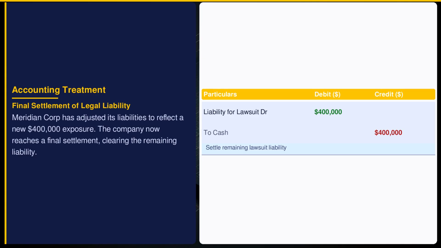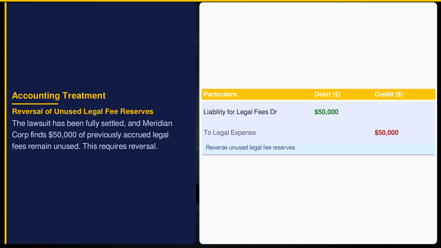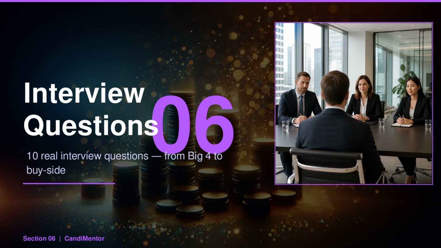this legal journey. Upon concluding the legal proceedings, Meridian Corporation recognizes $50,000 of the legal fee reserve as unneeded. ASC 450 guides the reversal, reducing the liability and the associated expense. This adjustment fine-tunes the financial statements, ensuring that only actual incurred costs impact the income statement, providing a precise view of expenses.